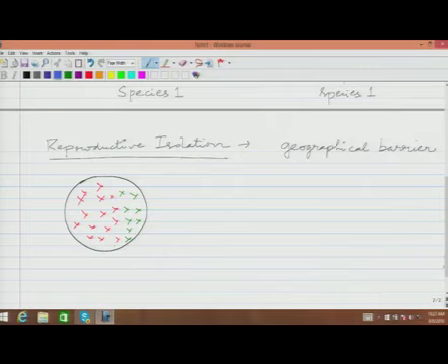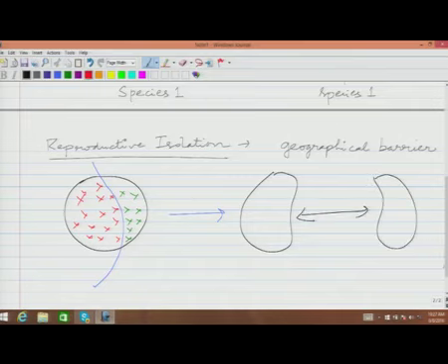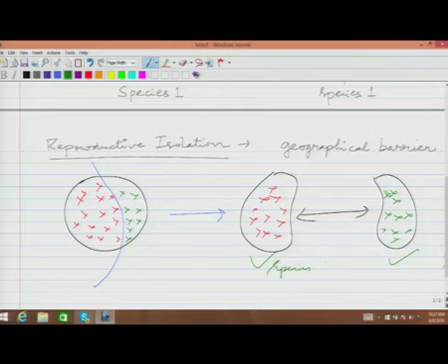Suppose a river forms between this homogeneous set of population, a barrier comes in between. Over a period of time, what will happen is that this land will get separated and this land will get separated. There will be a geographical barrier between them and these organisms will evolve to become different organisms, and over a period of time they will not be able to reproduce, they will not be able to interbreed, and then we say that two different species have been formed.